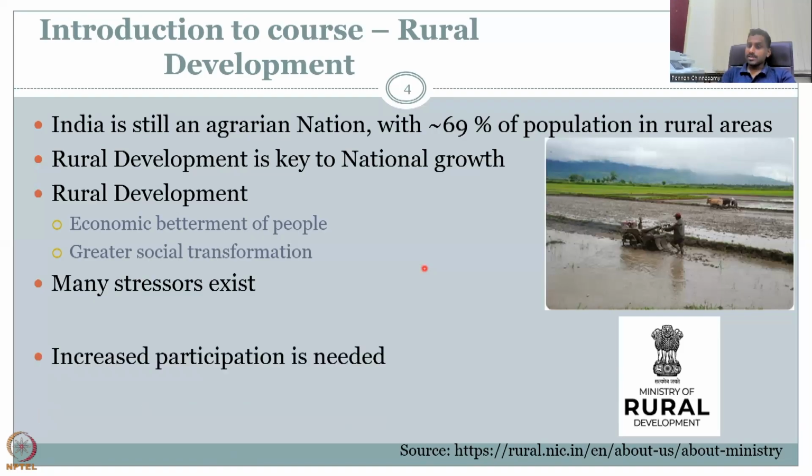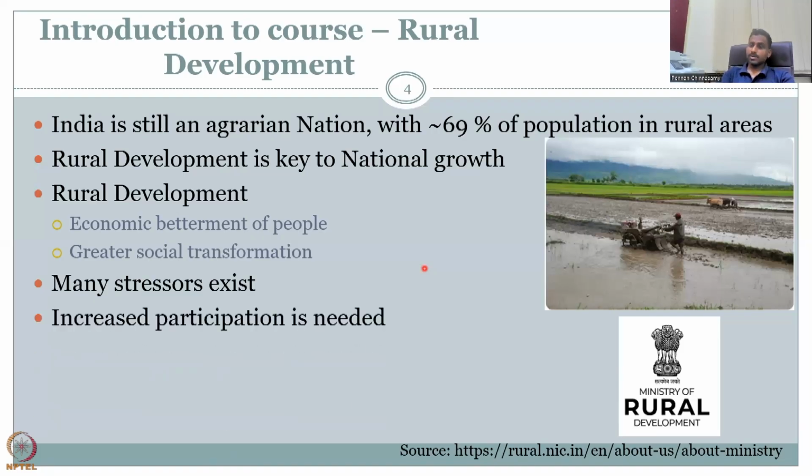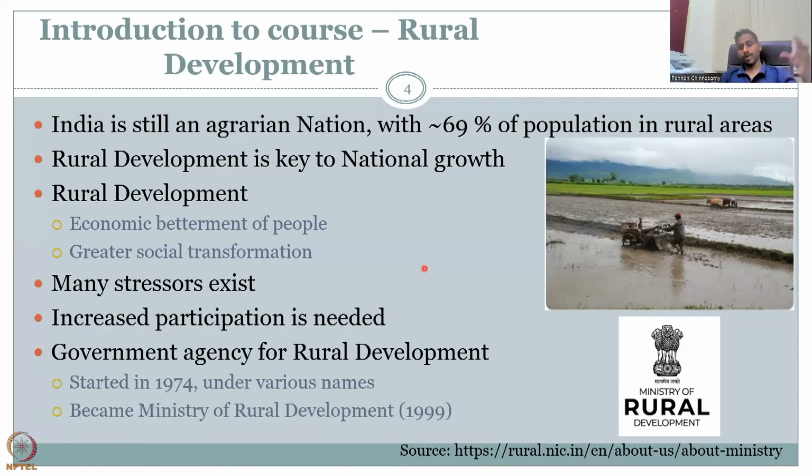Many stressors exist. It is a complex system. Just water is not enough for agricultural productivity. Just soil fertility is not enough. There are multiple other things. And that is why the ministry has been created with multiple sub-themes. Increased participation is needed. The government can monitor, but it also needs monitoring from us, the public, who are using the food from our farmers. And this course can give you some aspects on how to create these kinds of data.